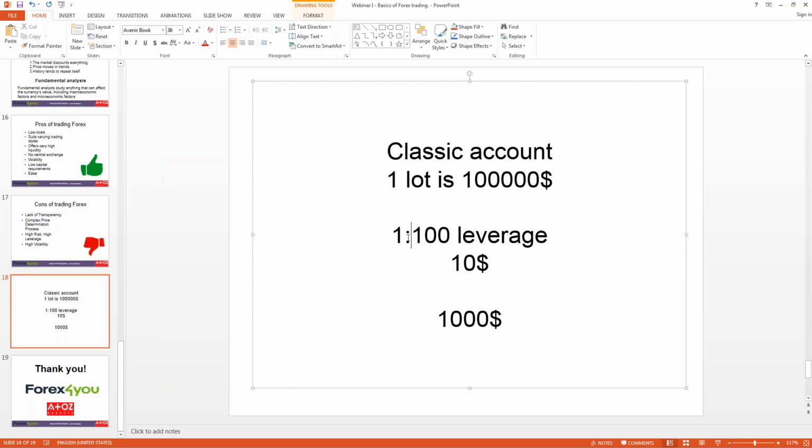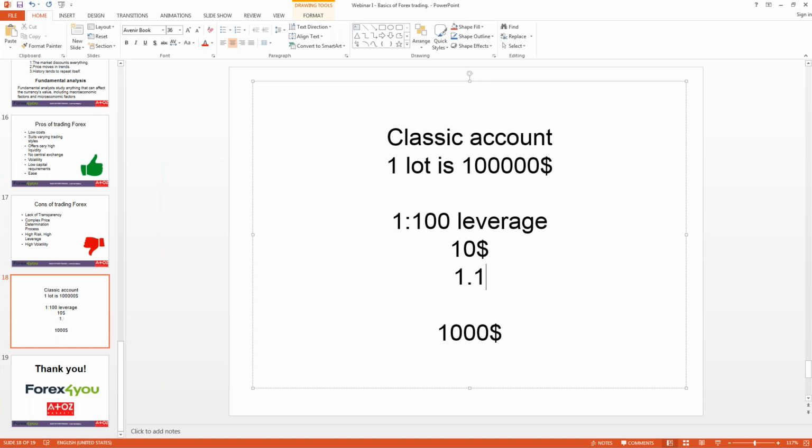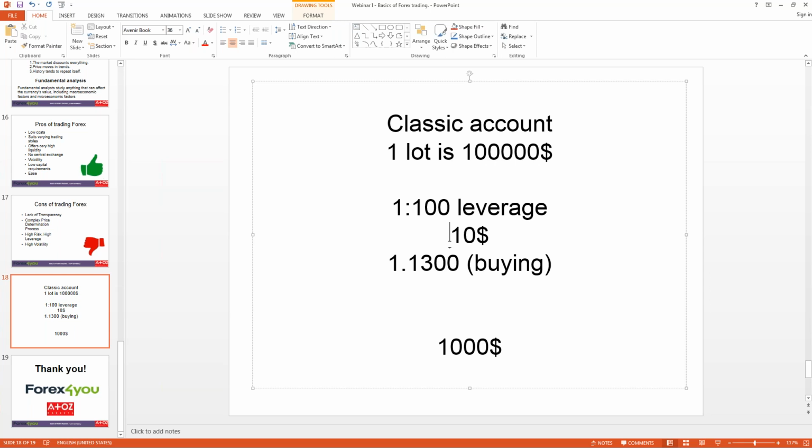If you're using 100 leverage, let's say you are buying at 1.13 but it goes against you. If your deposit is $1,000 and you divide it by $10, the amount of one pip, you can see how many pips you can lose until there is zero on your account. So it's 100 pips. If you lose 100 pips, your deposit is burned, you have nothing.